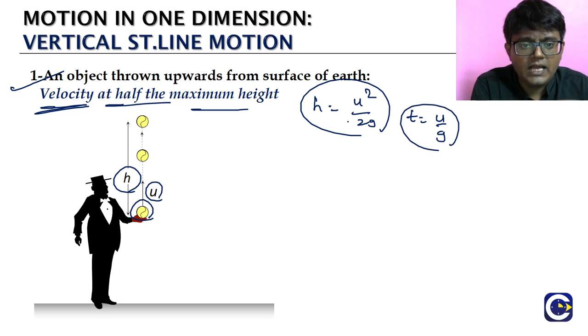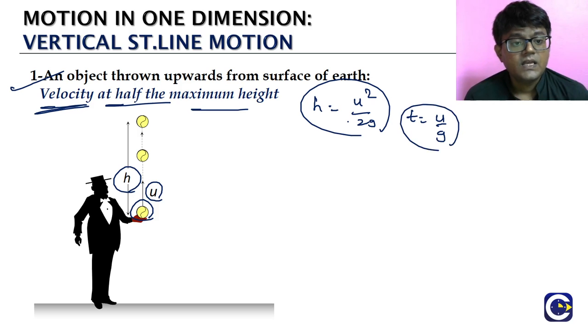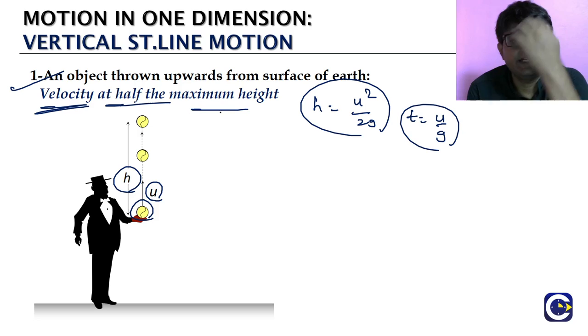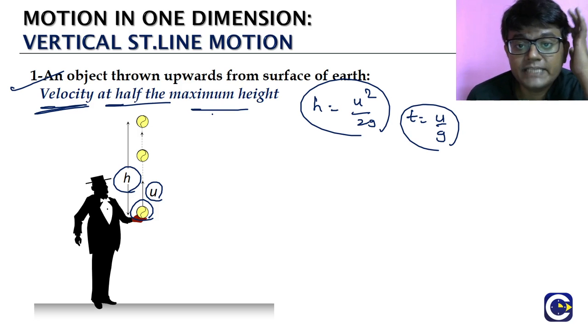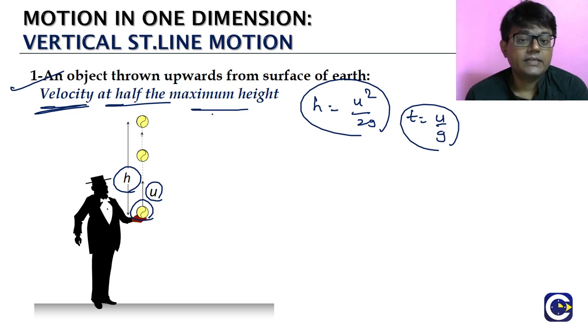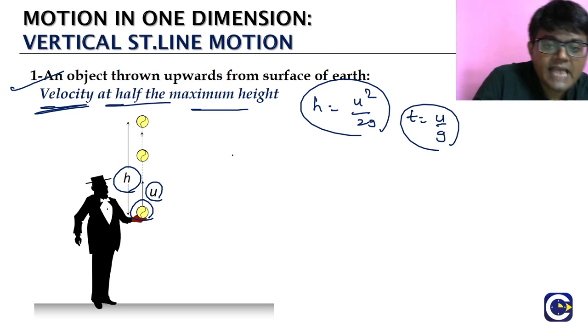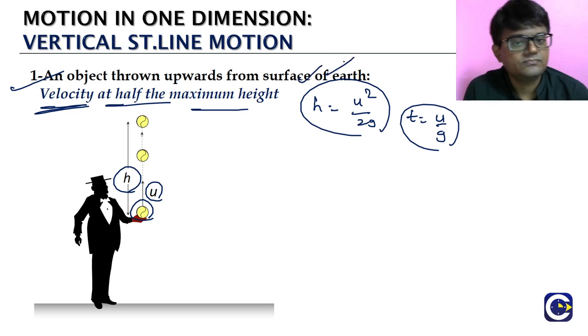Time of flight also we have derived. So we have done some analysis of this. But they can ask questions like this. What is the velocity at half the maximum height? Or they can ask what is the velocity at 1/3 of the maximum height? What is the time it takes to reach half the maximum height? What is the time it takes to reach 1/4 of the maximum height, like that? Now while solving these kind of questions, right, that is where the standard results will come very handy.